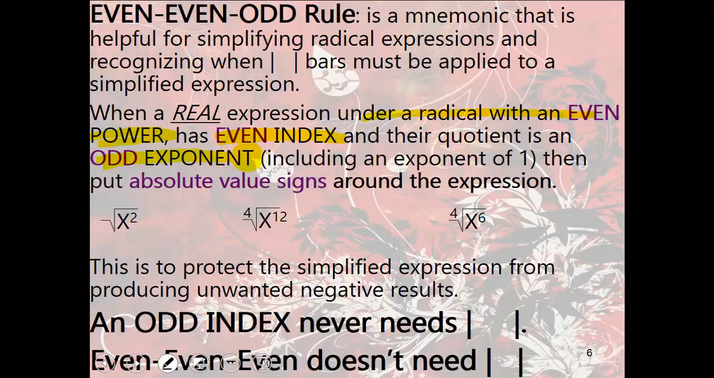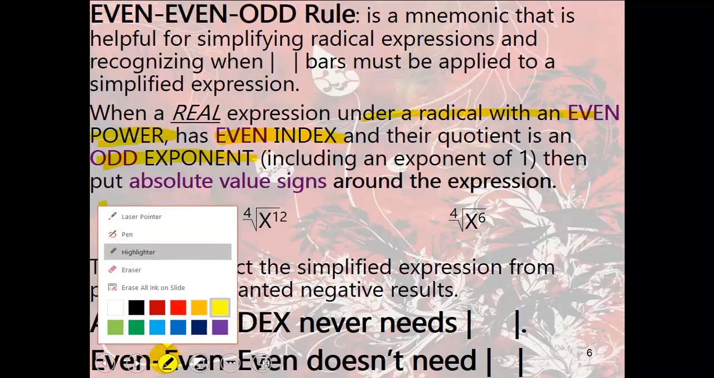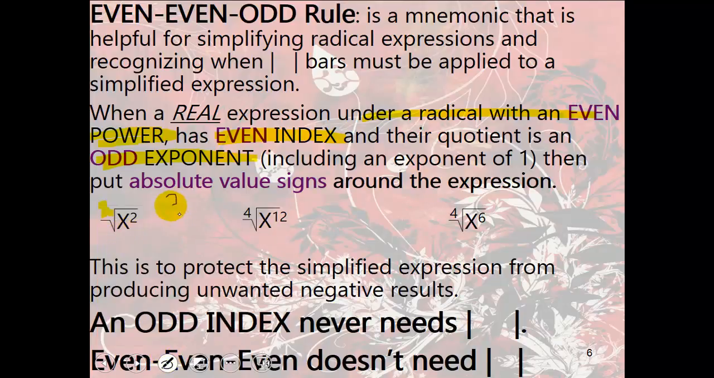Okay, so if you have 2 divided by 2, that is equal to 1. You have an even power divided by an even index, and you get an odd result. Okay? What you have to do is put that in absolute value. That's to protect it from going negative when we don't want it to.